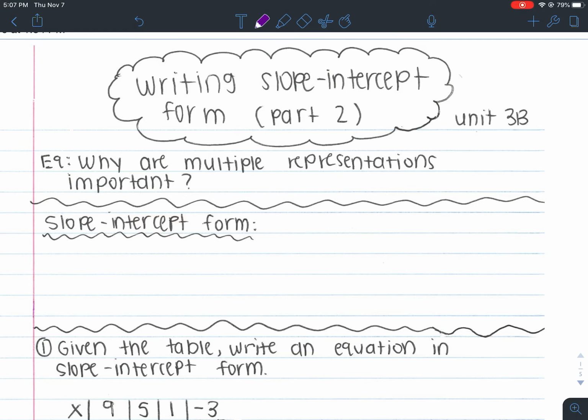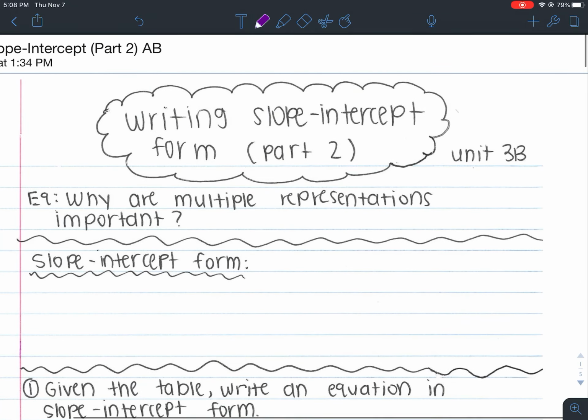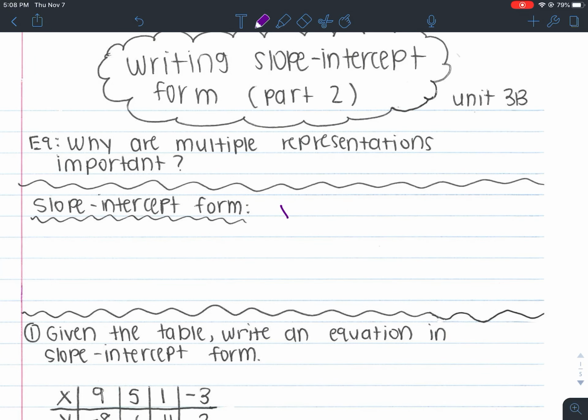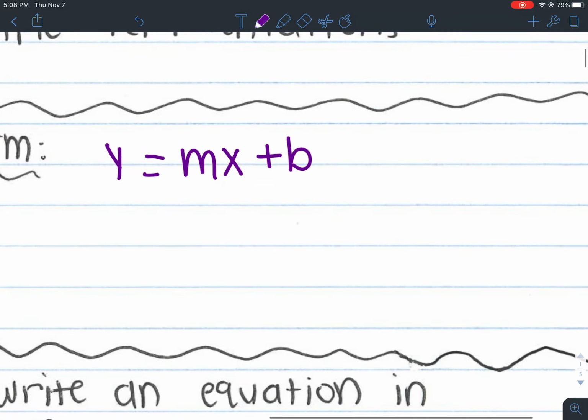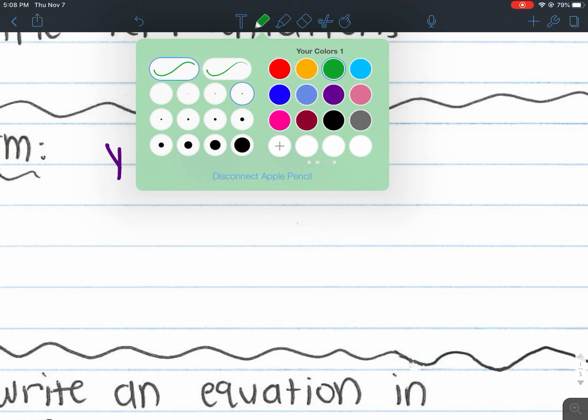So this is going to be our second time looking at Slope-Intercept form when we're writing the equations, and we've already seen it when we've graphed them. So let's go ahead and review what Slope-Intercept form is. Slope-Intercept form is y equals mx plus b. Now why is it called Slope-Intercept form? Well, because the equation gives us a slope and an intercept.